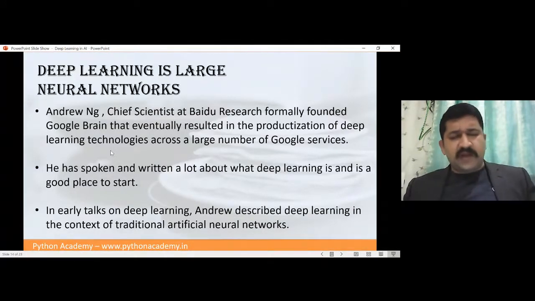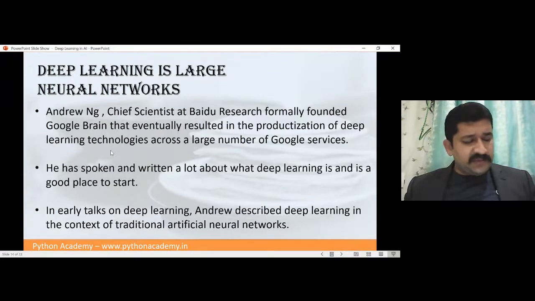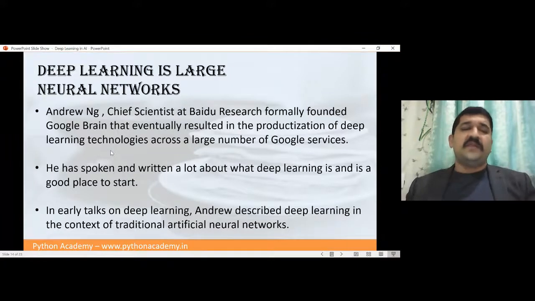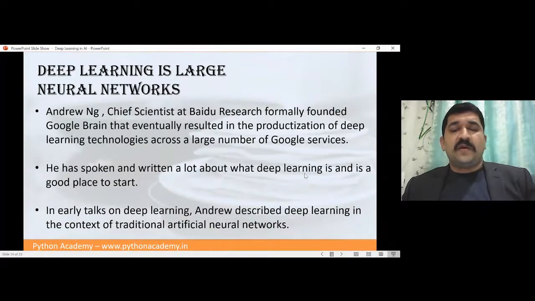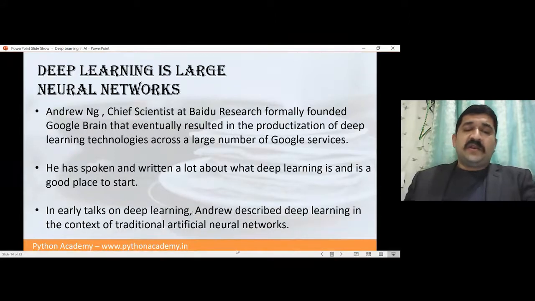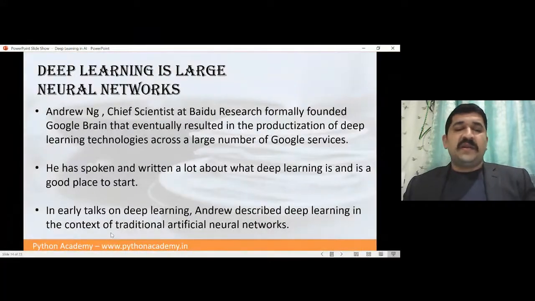They are more cryptic, not easily understandable, but still you can try to understand how he proposed all this model, and now there are a lot of people who are ready to talk about that. So he has spoken and written a lot about what deep learning is, and is a good place to start with. In early talks on deep learning, Andrew described deep learning in the context of traditional artificial neural network.